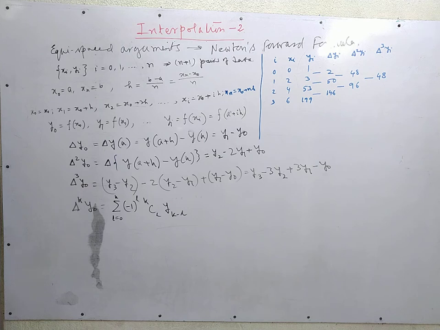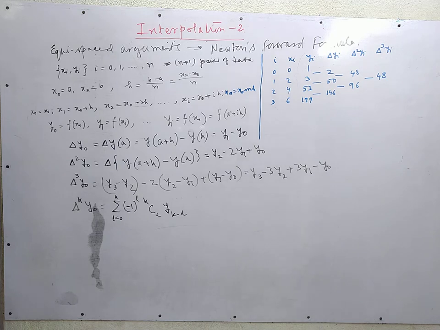The second lecture on interpolation. In the last class we were discussing the forward difference formula, and we calculated the forward difference of y0: first order difference, second order difference, third order difference, and generalized this. And then we were about to calculate these forward differences from the forward difference table.